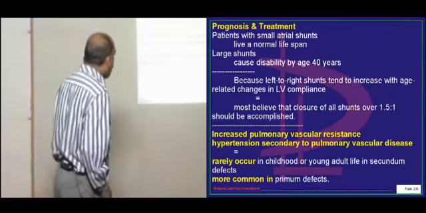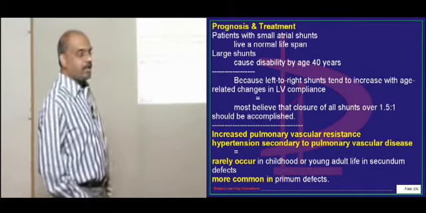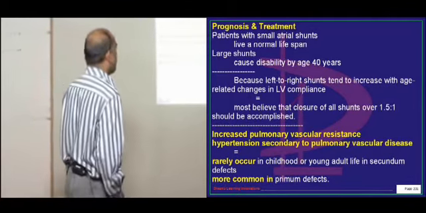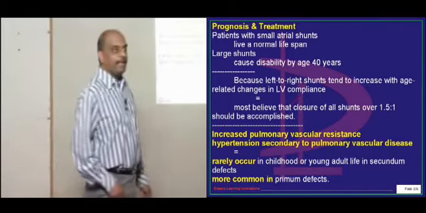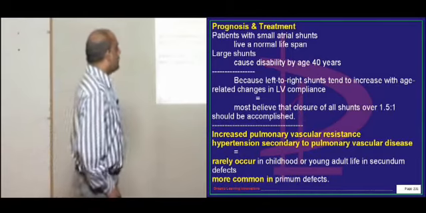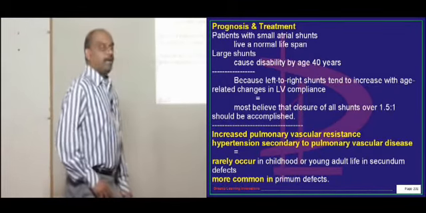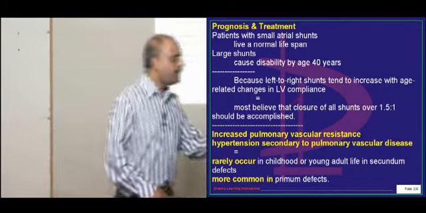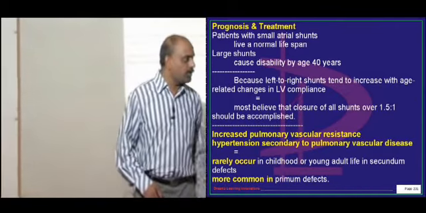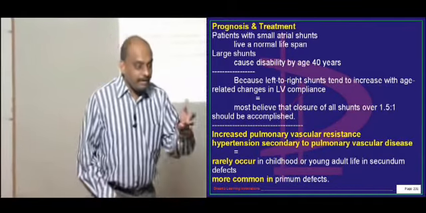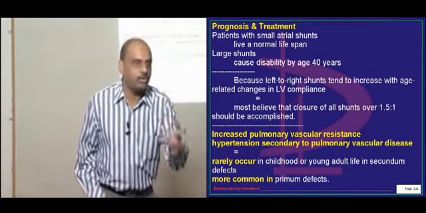Patients who have got a small shunt will live a normal lifespan, and those who have a large shunt can suffer from disability by the age of 40. And because the left to right shunt tends to increase as the age advances because of the LV compliance, it is very important that just because the shunt is small, you can't say let us delay the closure. I mean, because there is no right to left shunt, let us delay the closure is a wrong outlook.